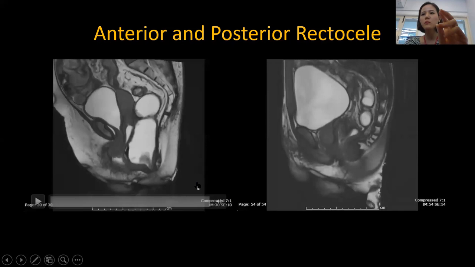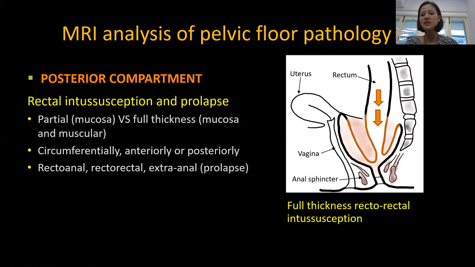Then intussusception is invagination of the rectal wall into the rectal lumen and/or anal canal, anteriorly, posteriorly, or circumferentially. Low grade intussusception is infolding of rectal mucosa alone, whereas high grade is full thickness invagination of the mucosa and muscular layer of the rectal wall. Rectal prolapse is the most severe grade of full thickness wall invagination and eversion of the rectum beyond the anal sphincter.